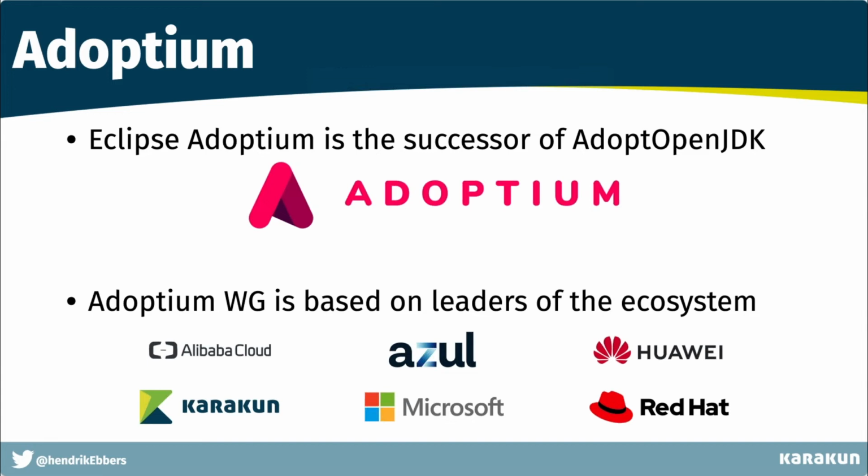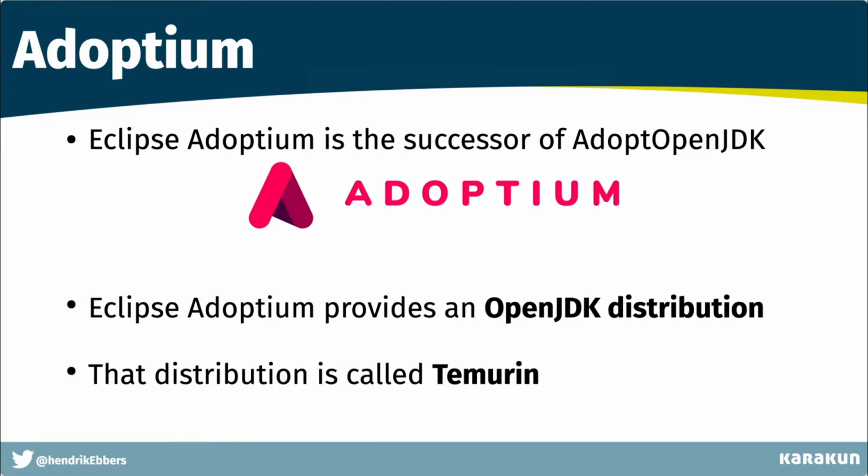One of our main goals, still like we had in AdoptOpenJDK, is to provide an OpenJDK distribution, a vendor-neutral OpenJDK distribution, because this is coming from the community and not from one company. And this distribution is called Temurin.